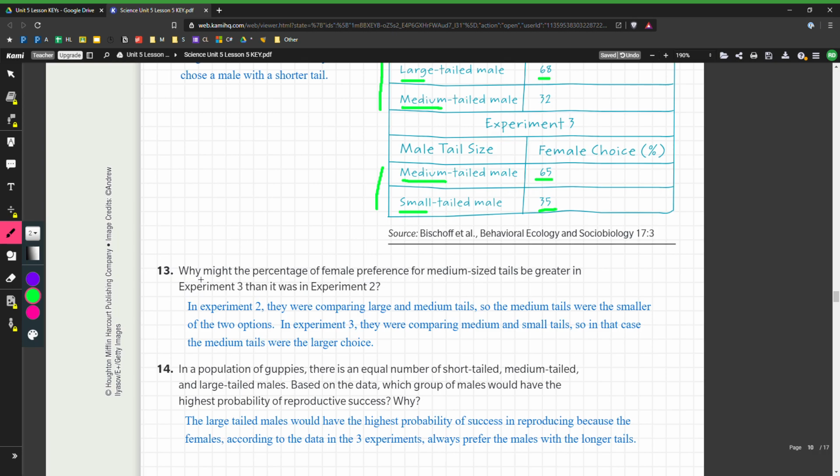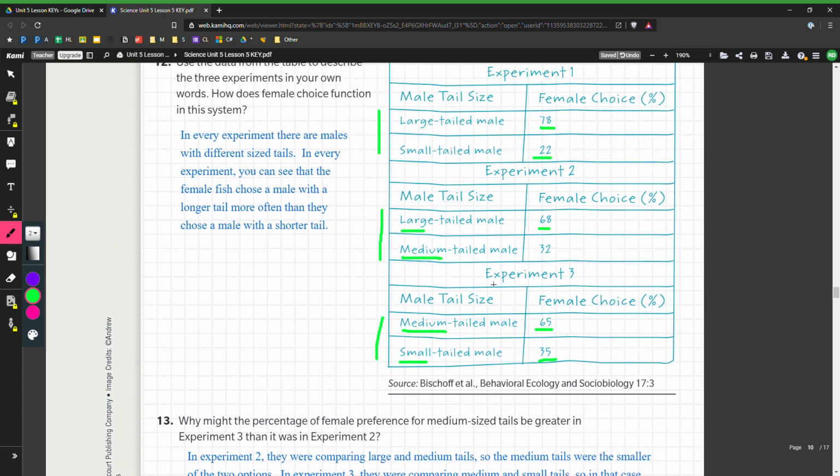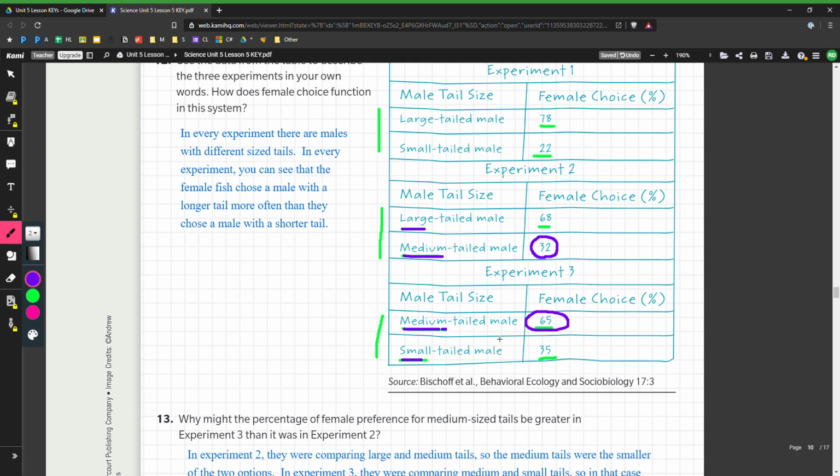Question 13 says, why might the percentage of female preferences for medium-sized tails be greater in experiment 3 than it was for 2? So in experiment 3, medium was 65%. Experiment 2, medium was 32%. Why is it different? Well, that's because in experiment 2, it was large tails versus medium tails. So the medium tail in experiment 2 was the smaller tail, so it had a lower percentage. Now in experiment 3, it was medium versus small tails. In this experiment, the medium-tailed males were the larger males, so they have a greater percentage.